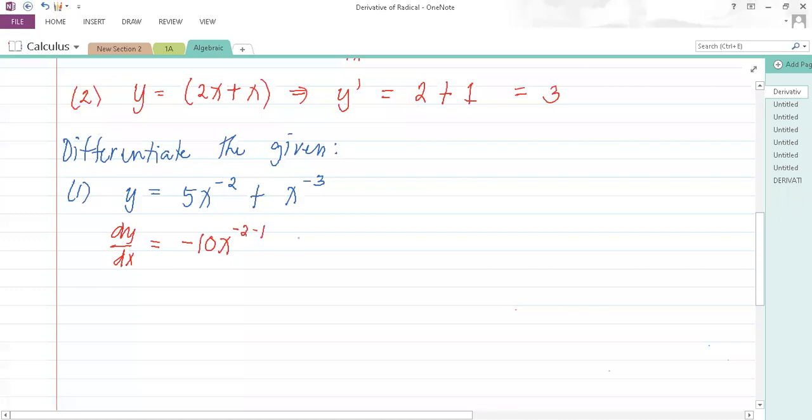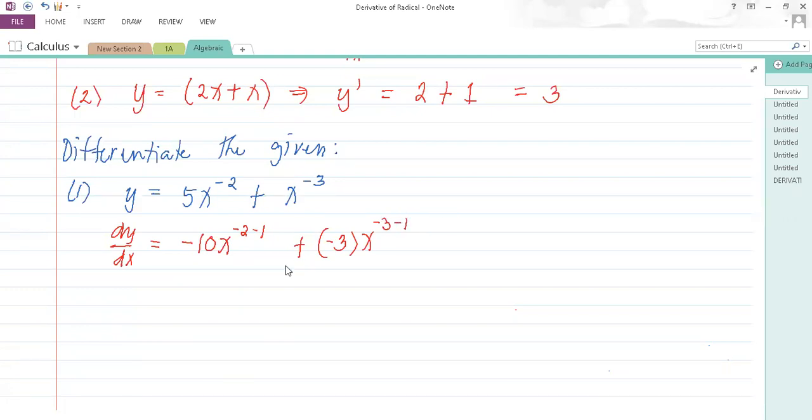Okay, so i-add natin, so plus, i-add natin yung derivative ng x raised to negative 3. So, ano yung derivative ng x raised to negative 3? So, that is negative 3 times x raised to negative 3 minus 1. Okay, so simplifying now.